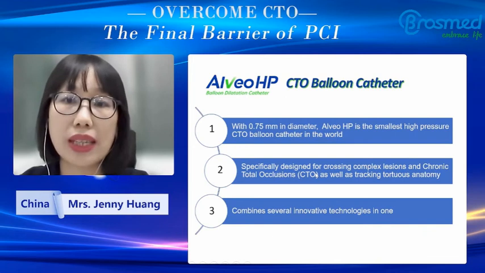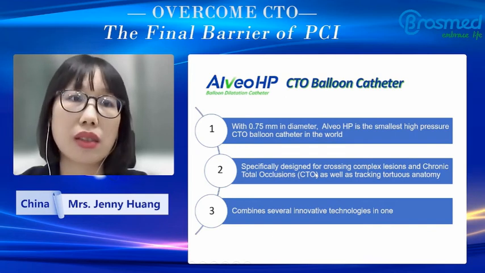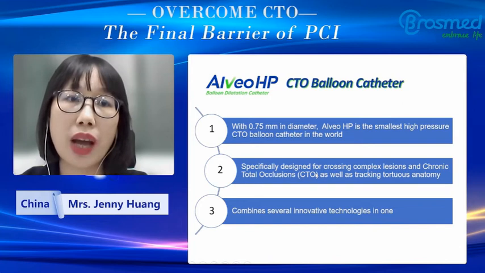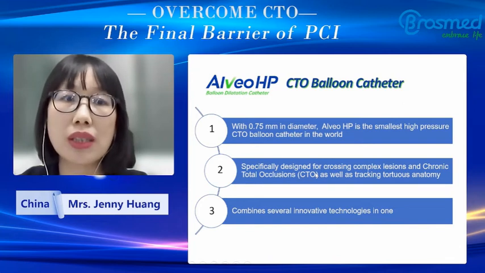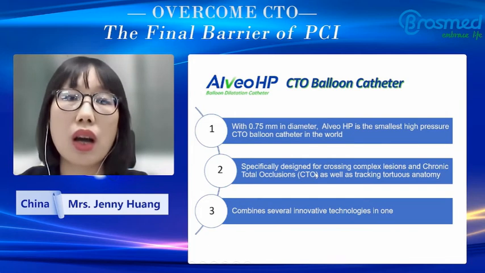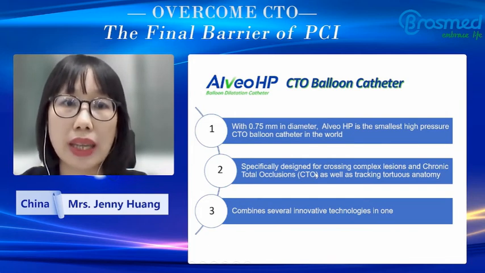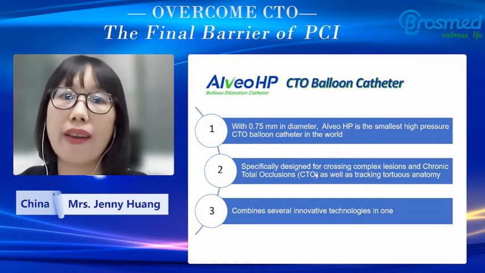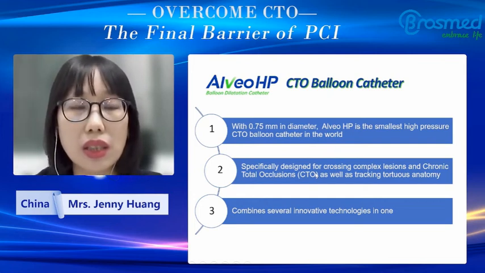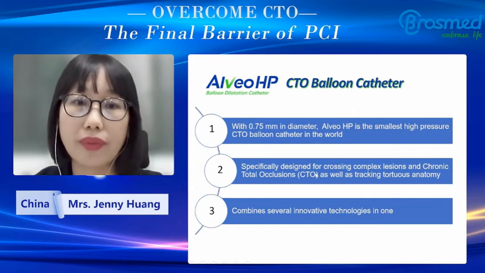It presents three characteristics for Alveo HP. First, with 0.75 millimeter in diameter, Alveo HP is the smallest high-pressure CTO balloon catheter in the world. Second, specifically designed for crossing compressed lesions and chronic total occlusions, as well as tortuous anatomy. And third one is to combine several innovative technologies in one.